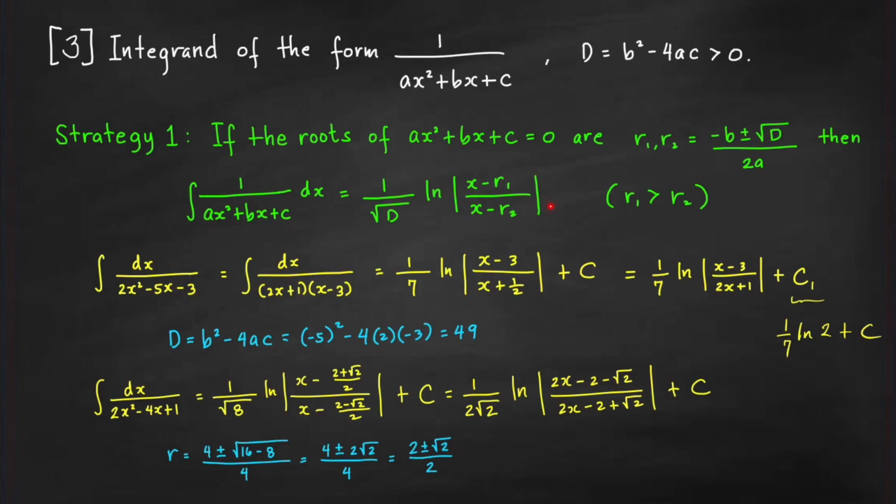So using this integration formula, the integral of this is just 1 over root d, so the square root of 8, and then ln of the absolute value of x minus the larger root. Of course, the larger root will be 2 plus the square root of 2 all over 2, all over x minus the smaller root, which is 2 minus the square root of 2 all over 2. And then plus the arbitrary constant c, and we can write it in this form. So 1 over 2 square root of 2 ln of, multiplying the numerator and denominator by 2, we will get this expression.